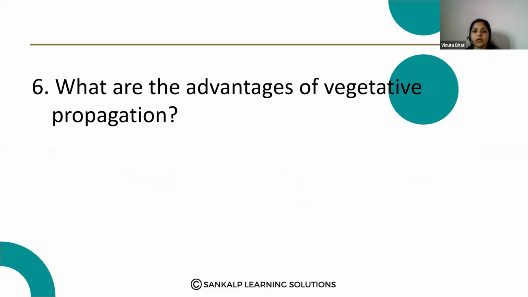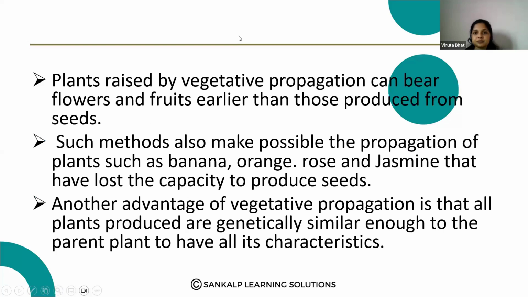Next question. What are the advantages of vegetative propagation? This is the type of asexual reproduction that mainly takes place in plants. So what are the advantages of this vegetative propagation? Plants raised by vegetative propagation can bear flowers and fruits earlier than those produced from the seeds. They produce the flowers and seeds earlier than the other plants which are produced through the seeds.